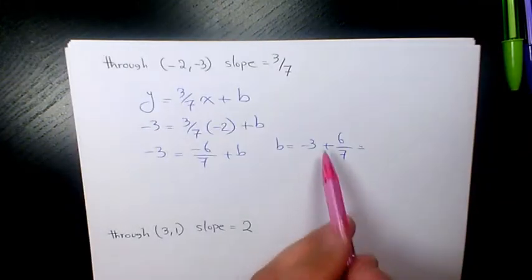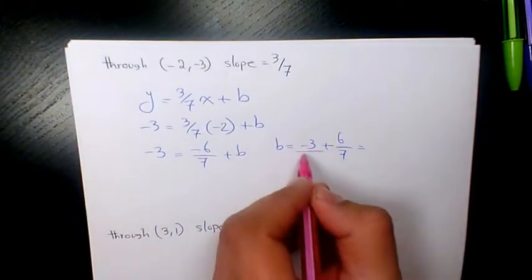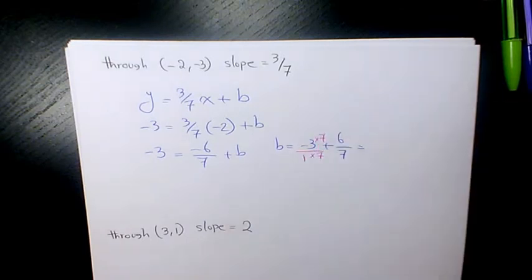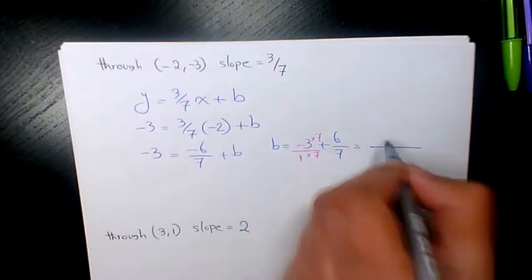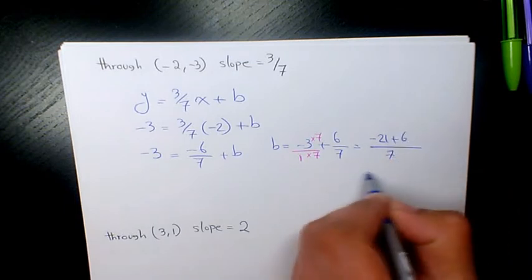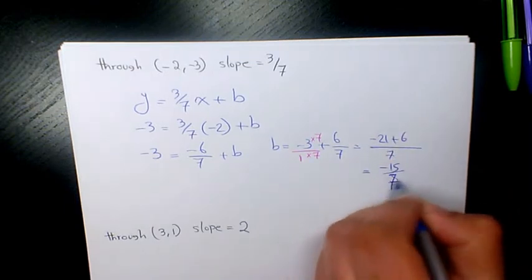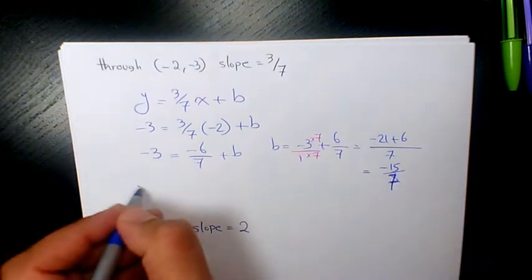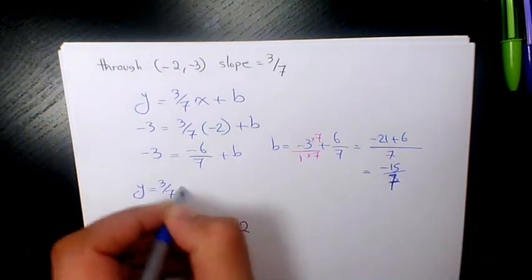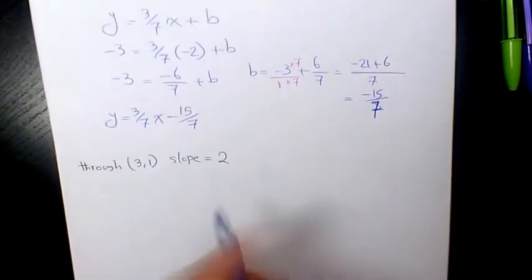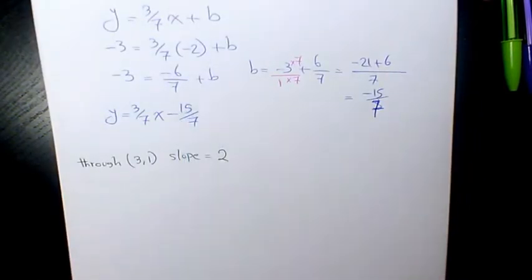So b is negative 3 plus 6/7. Since we have different denominators, we need to multiply by 7 to get a common denominator. So we have 7 times negative 3, which is negative 21, plus 6. That will be negative 15 over 7. So we have y equals 3/7x minus 15/7. So the y-intercept is negative 15/7.